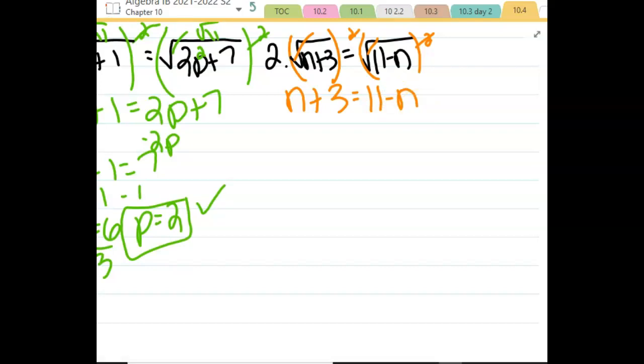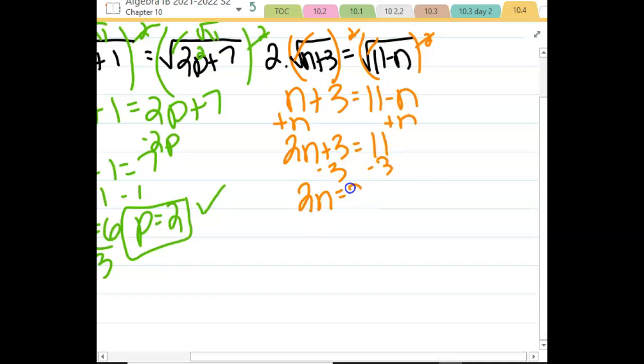And just like the last one, I have variables on both sides of my equal sign. So to get my variables in the same place, I'd probably add n to both sides. N plus n is 2n plus 3 equals 11. And then a two-step equation, subtract 3, so 2n equals 8. Divide by 2, we should get n equals 4.